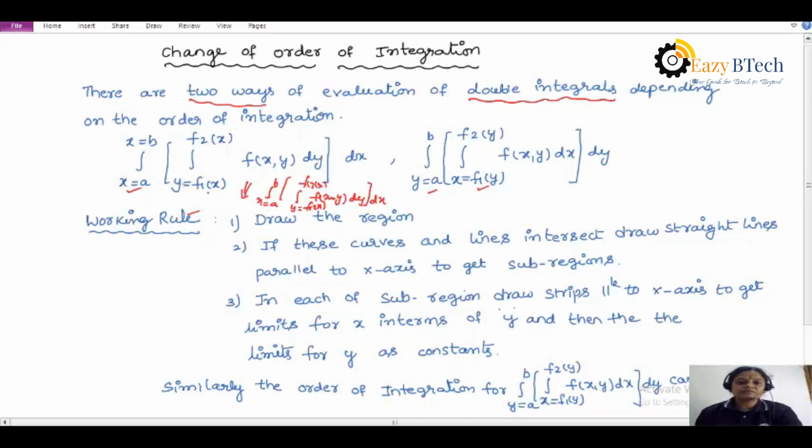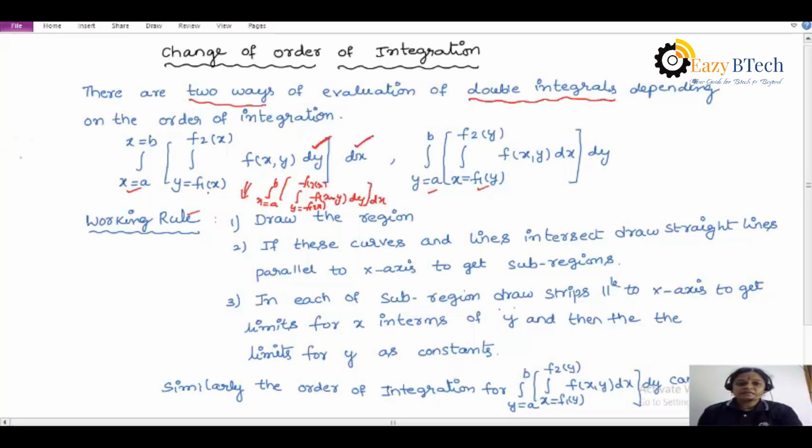Why are we doing it with respect to y here? Because y limits are functions of x. The variable limits are y only. That's why we are doing integration with respect to y first and then x. So we write dy first and then dx.